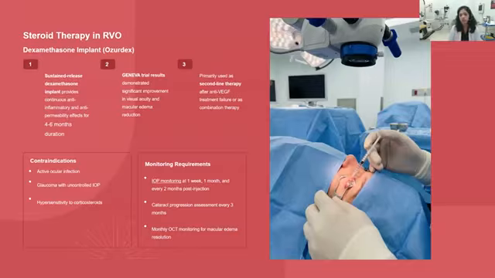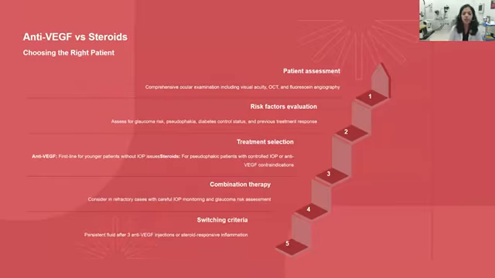There are, of course, contraindications: if a patient already has glaucoma, we don't typically give this, and also if there's any hypersensitivity or infections. We have to always monitor eye pressure, inform the patient there's a chance of cataract progression, and do monthly OCT monitoring for macular edema resolution. There are multiple factors in choosing the right patient, which I'm not getting into too much: patient assessment, risk factor evaluation, treatment selection, and combination therapy can also be very useful. On switching criteria, let's say there's persistent fluid after 3 anti-VEGF injections or steroid responsive inflammation, then you have to change back to either steroids or anti-VEGF based on what is not responding.